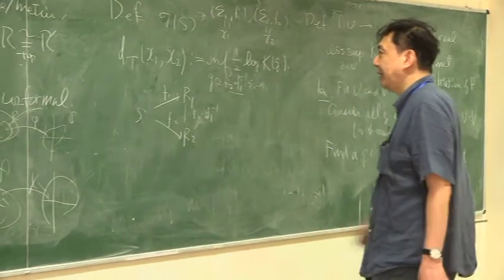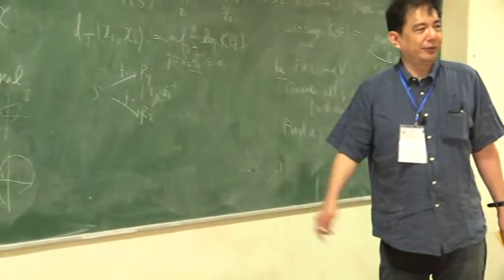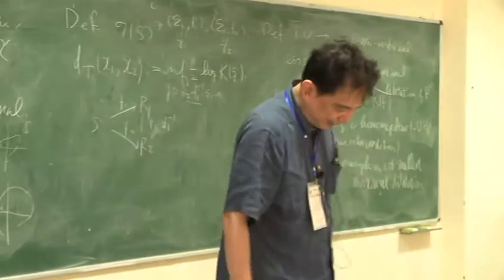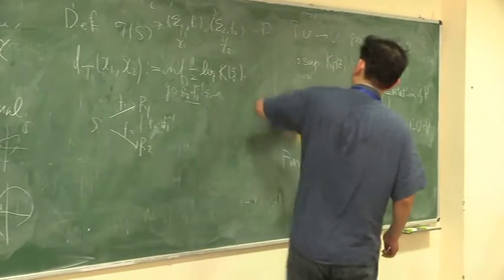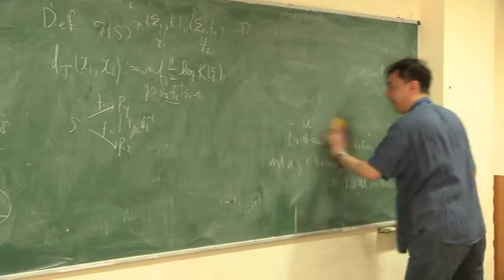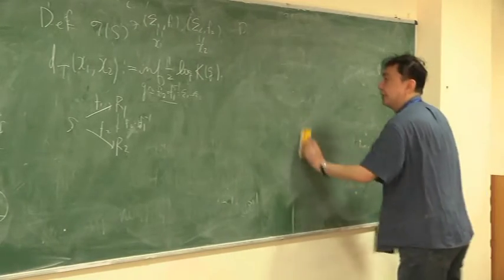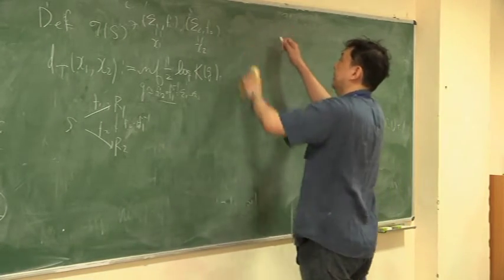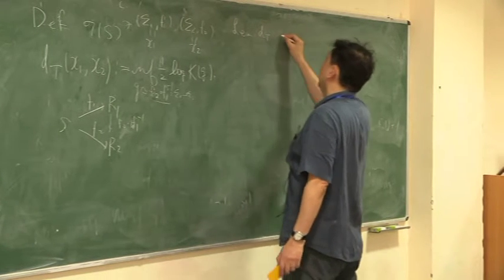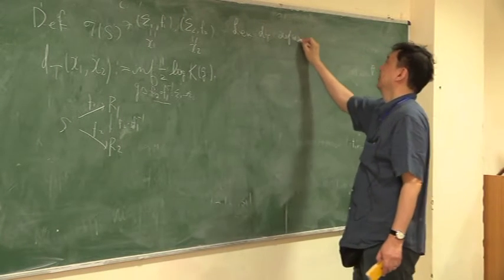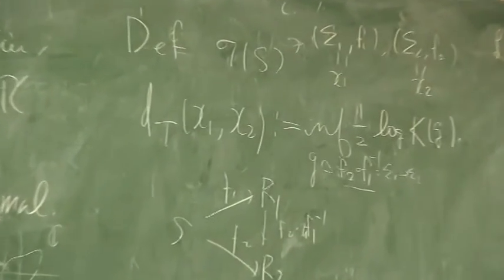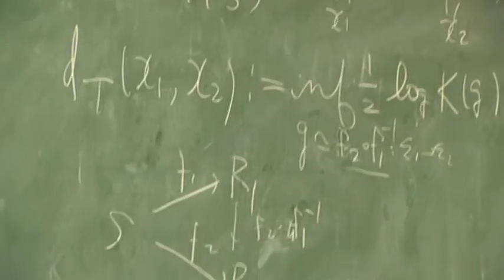So then this becomes the distance between 2 points in the Teichmüller space. Let me give you a sketch of the proof of the fact that it is really a metric. So the lemma defines a metric on TS. This should be a distance function.